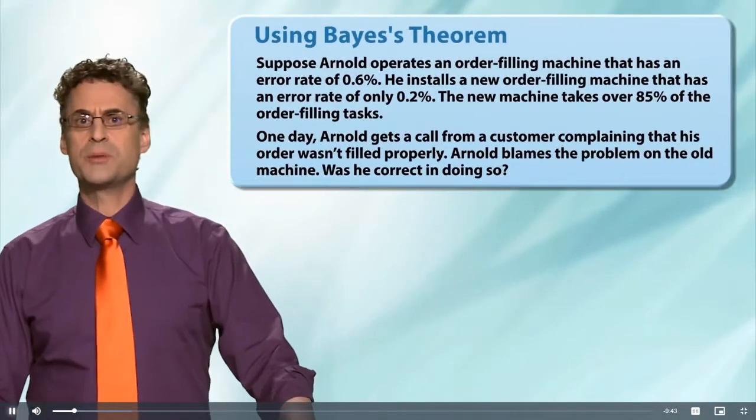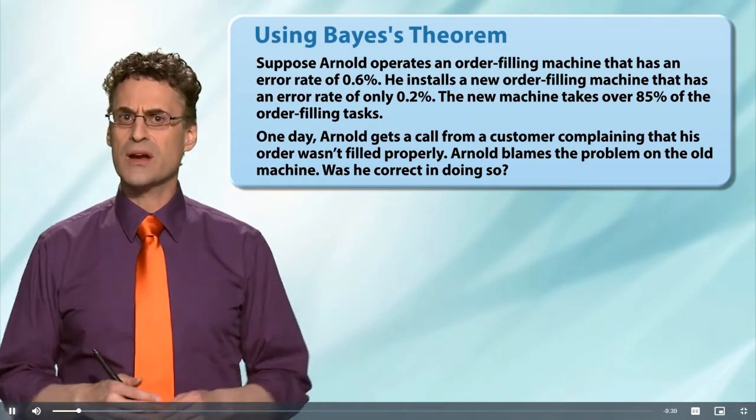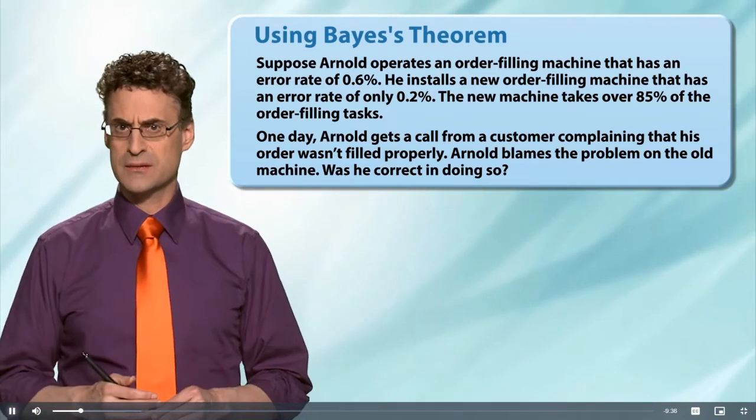Bayes' theorem is a really important theorem in probability that talks about conditional probabilities. Let's see it in action in an actual example where we can analyze some real-world data and come up with a conclusion.